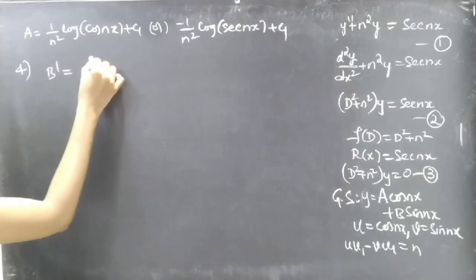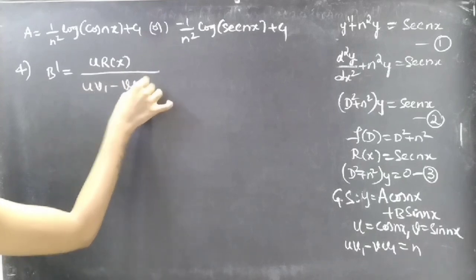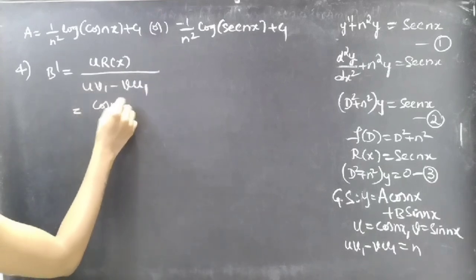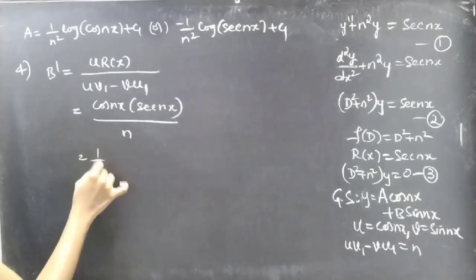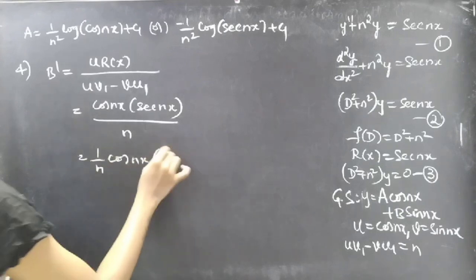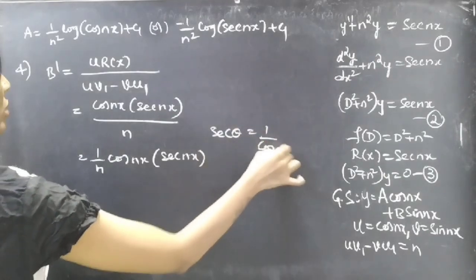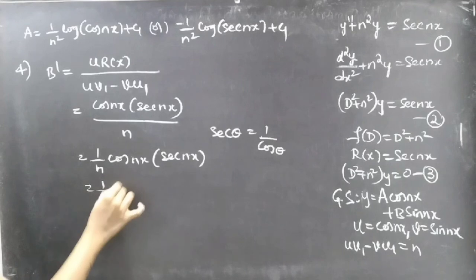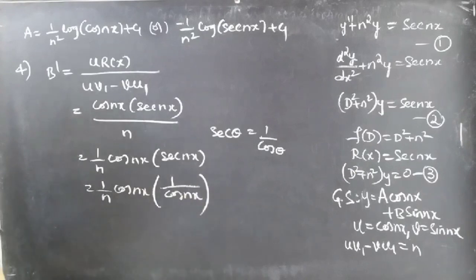b dash is given by u into r of x by uv1 minus v1, which equals u, cos nx, into v, secant nx, by uv1 minus v1 is n, which gives us 1 by n cos nx into secant nx. Since we know that secant theta is the reciprocal of cos theta, let's replace secant nx with the reciprocal of cos nx. Now cancel cos nx, and we'll get 1 by n. Therefore b dash is 1 by n.